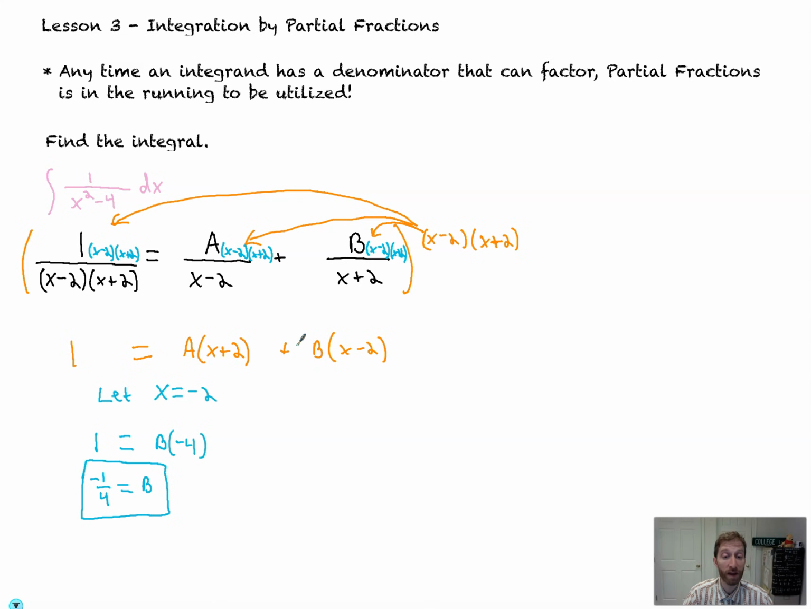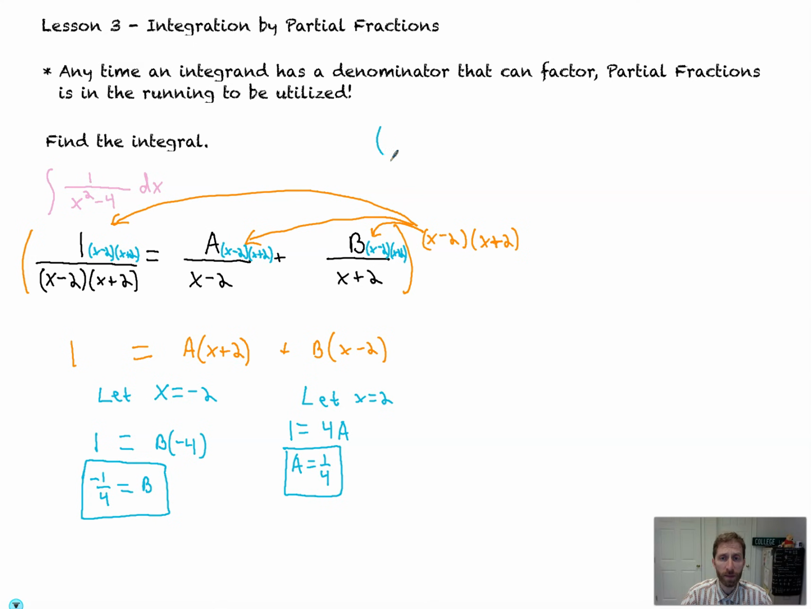We're going to do the same thing, but now get rid of b. So let x equal 2. We're doing that because it'll zero this out. 2 minus 2 is 0. We'll get 1 equals 2 plus 2, which is 4a. So divide both sides by 4, I get a equals 1/4. Also awesome. Now, make sure that when you plug these numbers back in, they're into the proper spots.